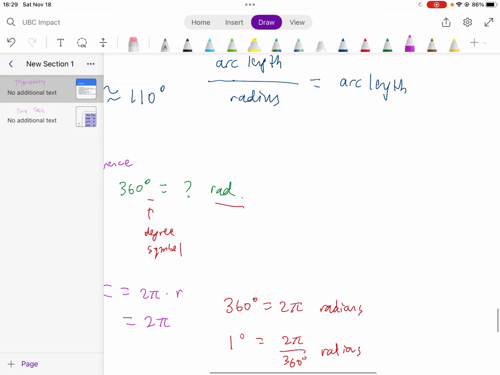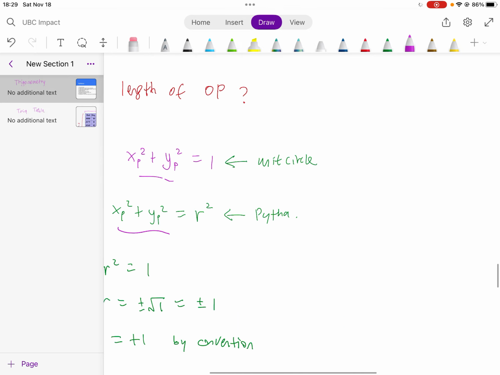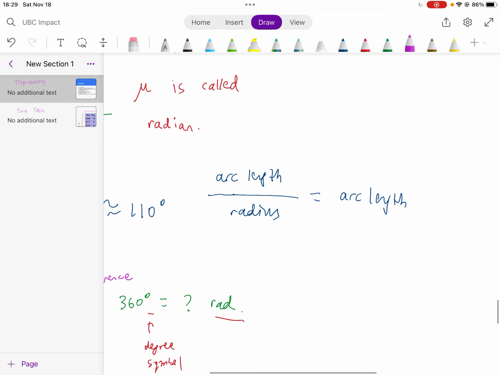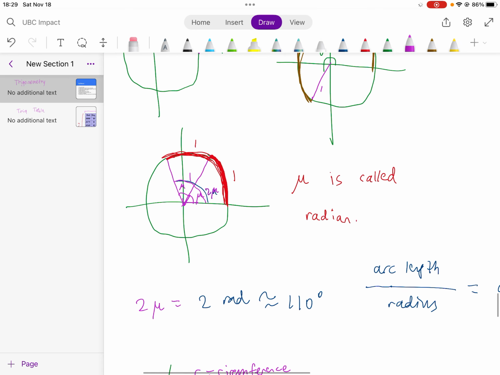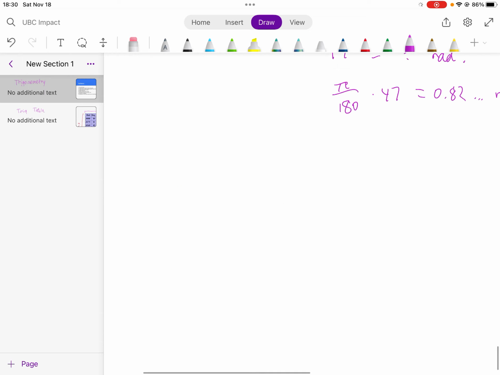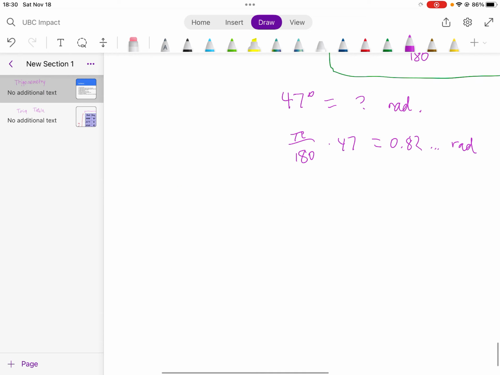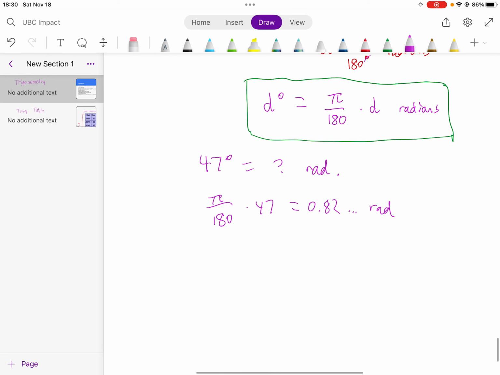Okay, now we're going to go back to the original question asking what the magical angle is. So we showed that this magical angle mu is where the arc length is exactly equal to the radius. And we want to find out what the magical angle is. In radians, it's obviously just equal to 1 radian. But in degrees, how many degrees is that 1 radian? Well, we can reverse the formula, right?